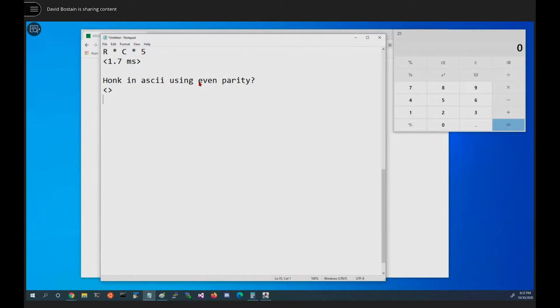Okay, let's work this one together. Letter H, 2 letters before J, so it must be the 8th letter of the alphabet. It's uppercase, so it's 48. O, the letter after N was 14, so it must be 15. Lowercase, so it must be a 6F. N is the letter before that, so it must be 6E. K must be the 11th, it's JK, right? It's the letter after that, so it must be 6B.